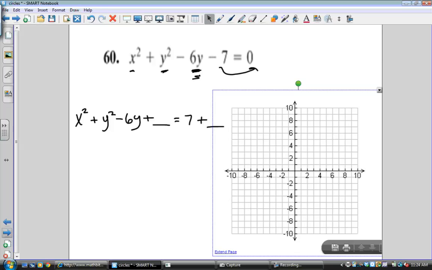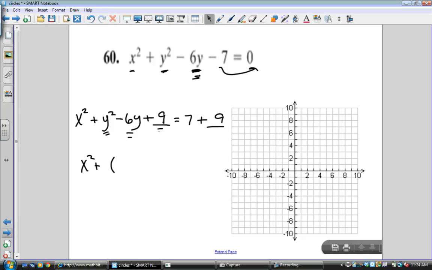Okay, so now all we have to do is complete the square for the y only. So let's think about there. Half of 6 would be 3, and then 3 squared would be 9. So if I add 9 on the left side, I'm going to have to add 9 on the right side also. So we'll get now x squared plus, now let's complete the square here.